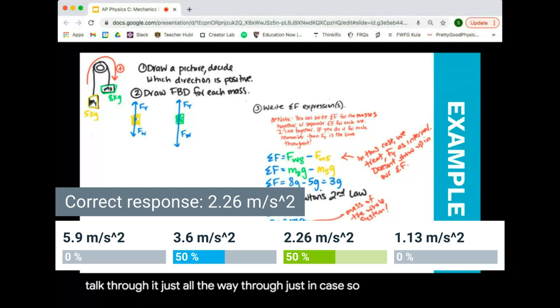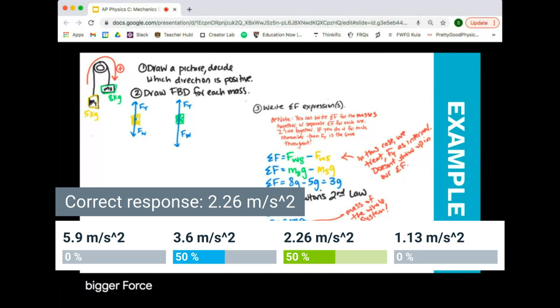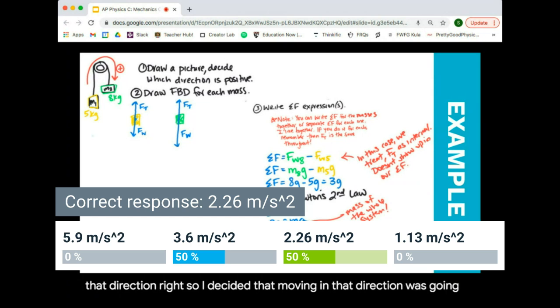So first thing here is to draw a picture and to decide which direction is positive. So I drew out my pulley, and I knew that the 8 kilogram mass was going to be the bigger force because it's a bigger mass, so I decided that it was going to go in that direction, right? So I decided that moving in that direction was going to be positive. So that's the first thing.